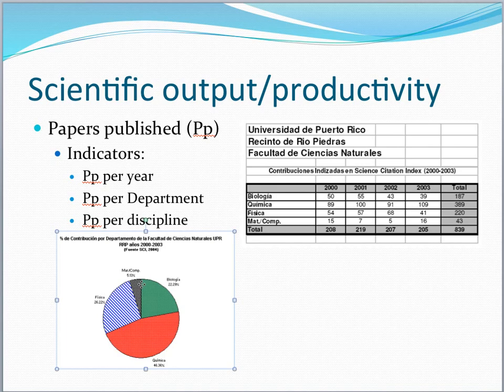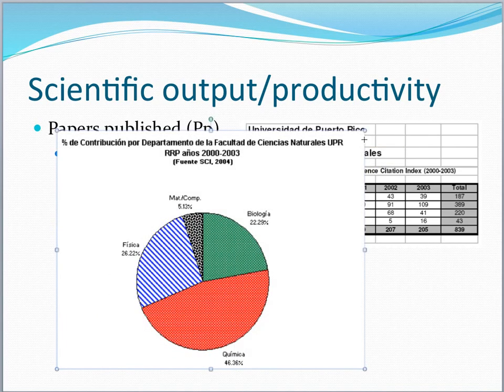The same thing here. Let me put it bigger so you can see it better. It's a percentage of contribution by department from the Natural Science College from 2002 to 2003. Of course, the information comes from the Science Citation Index 2004. That's when I did that research. And here what we are seeing in this pie chart is that chemistry had 46.36% of all the contributions in the Natural Science College, followed by physics, then by biology, and finally by math and computer science. So this is one of the things that we can get when we analyze scientific output.